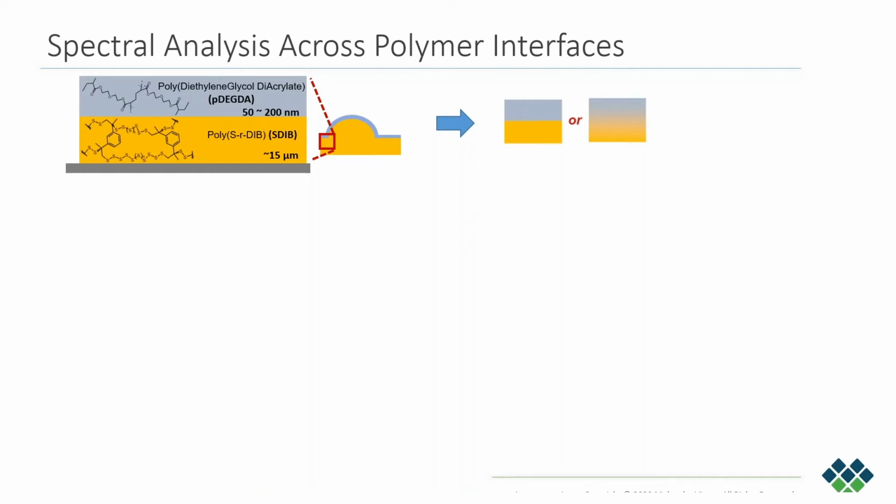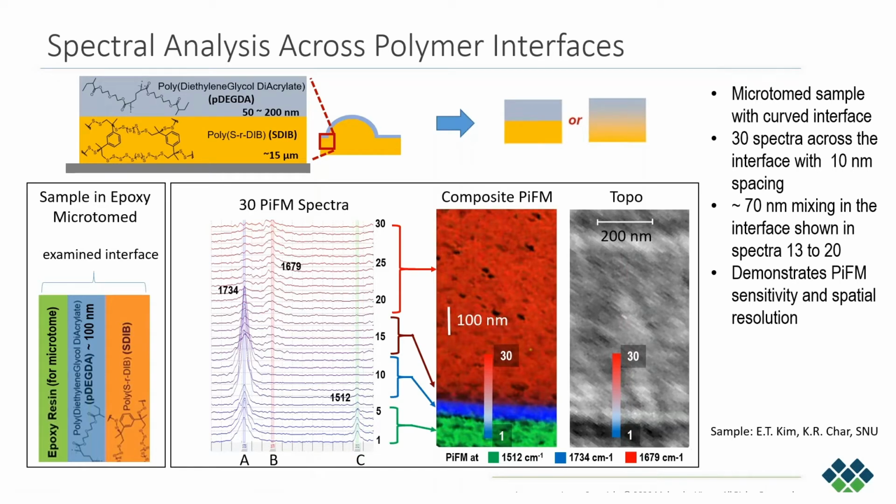And then it's capped off with a polymer we will call P-delta, which is on the order of 50 to 100 nanometers. The question is: is the interface very sharp, or is it interacting and mixed, creating a solid integrated interface? So here you can see that when we put that into an epoxy and microtome it, you can expose the cross-section and analyze it.